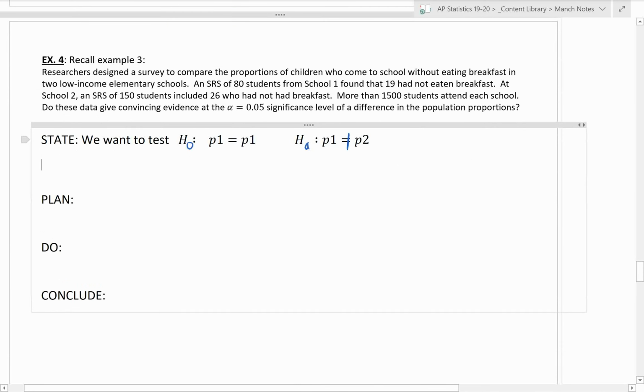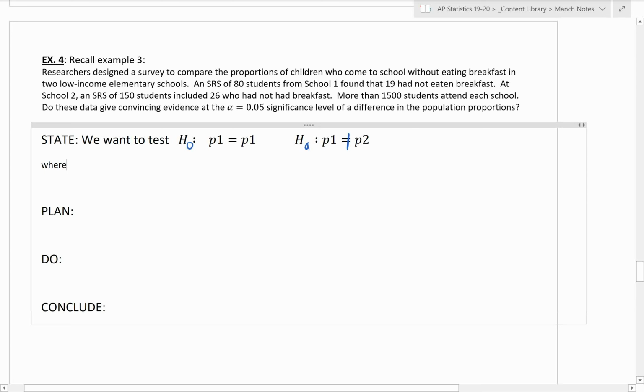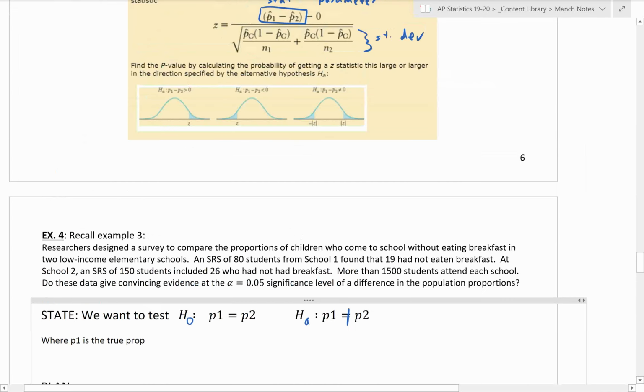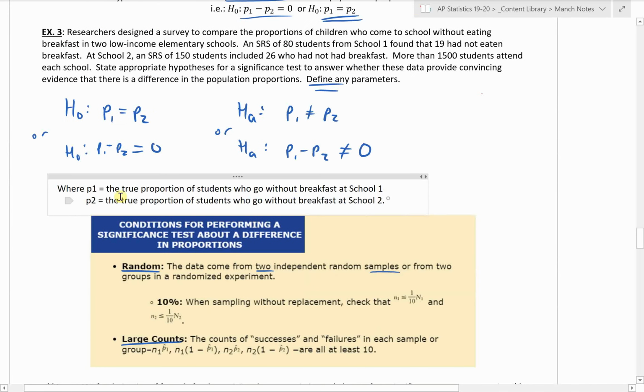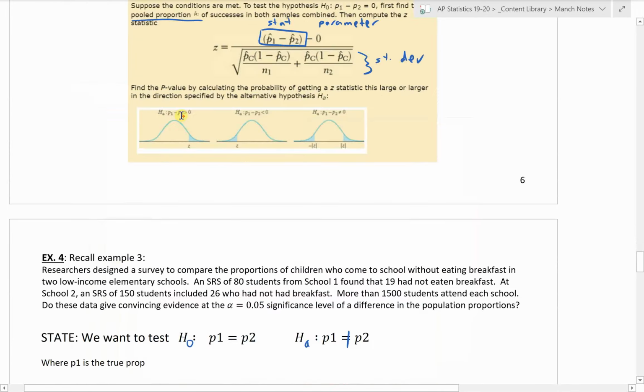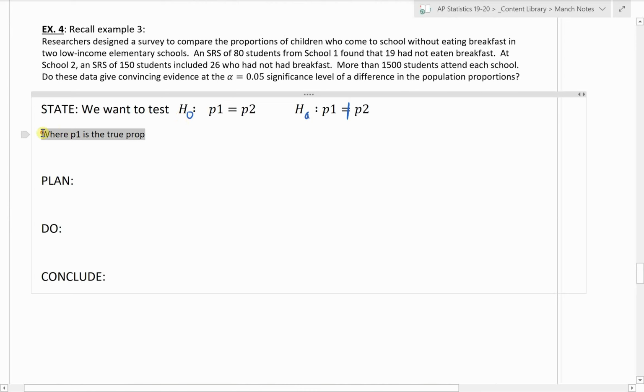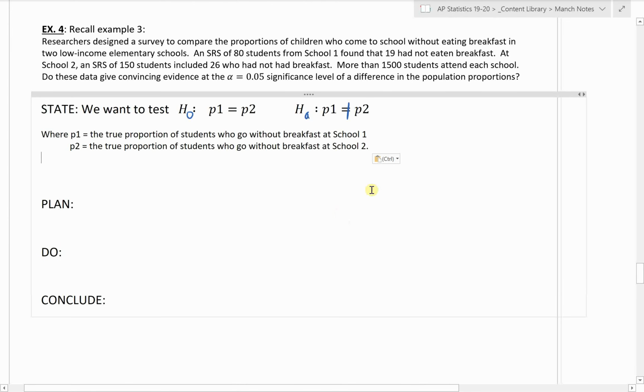And of course we need to define our parameters, so make sure we define what P1 and P2 are. This is the same parameters that we just set in the previous video, so why don't we just copy them over. P1 is the true proportion of students who go without breakfast at school 1, and P2 is the true proportion of students who go without breakfast at school 2.